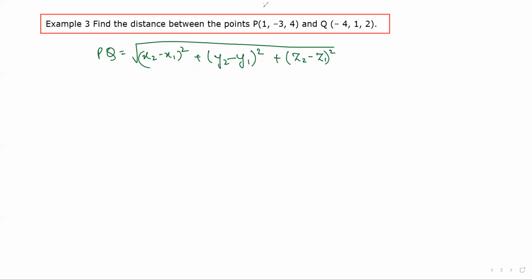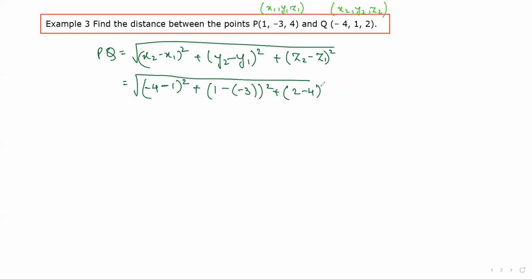Here, these are your x1, y1, z1, and this is x2, y2, z2. This will be equal to, in place of x2 we'll write -4, x1 will be 1, so (-4 minus 1) whole square. Similarly, (1 minus -3) whole square plus (2 minus 4) whole square. That is (-5) square, 25, plus 4 square, 16, plus (-2) square, 4. 16 plus 4 is 20, 20 plus 25 is root 45. 45 is 9 into 5. So this is 3 root 5 units.